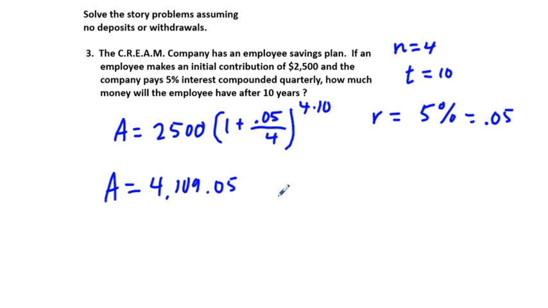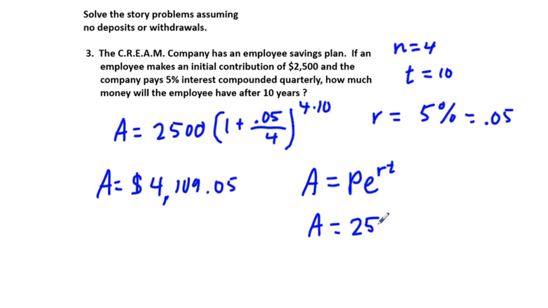And for compounding continually, let me go ahead and put the dollar sign here. Compounding continually, we have amount equals principal times e to the rt. And so in this case, we're going to have amount is equal to 2,500 e to the, and r is 0.05, and t is 10 years.